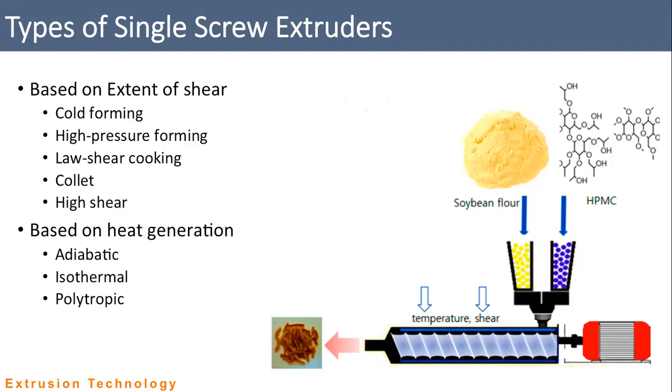Then another way to categorize extruders is based on the extent of shear and pressure. There are five types of single screw extruders: cold forming extruders, high pressure forming extruders, low shear cooking extruders, collet extruders, and high shear extruders, right? Here you can see high pressure, high shear, and high temperature, right?